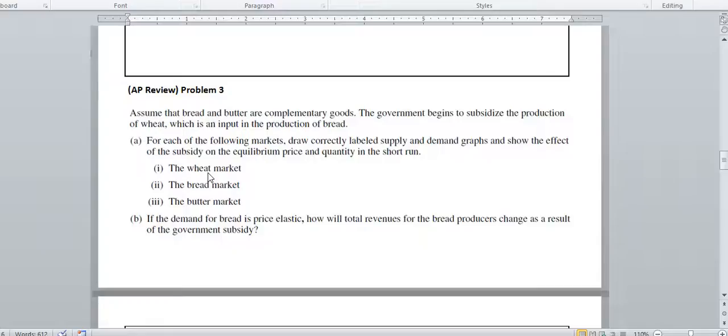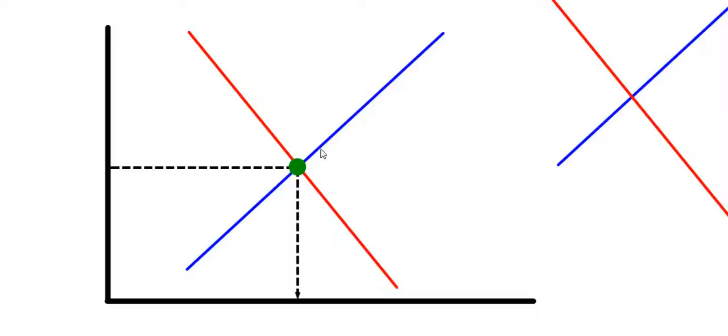what it's asking you to do is, for each of the following markets, draw correctly labeled supply and demand graphs and show the effect of the subsidy on the equilibrium price and quantity in the short run. So we want to show the change in either supply or demand, and how that's going to change the equilibrium price and quantity in a graph. This is just a basic graph right here. The blue is the supply, of course, and the red is the demand.